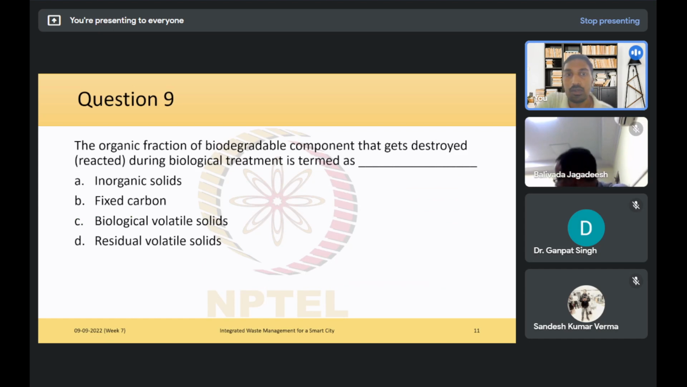Okay, moving on to question number 9. The organic fraction of the biodegradable component that gets destroyed, here by destroyed we mean which reacts during the biological treatment, is termed as dash. The options are the inorganic solids, fixed carbon, biological volatile solids, and residual volatile solids.